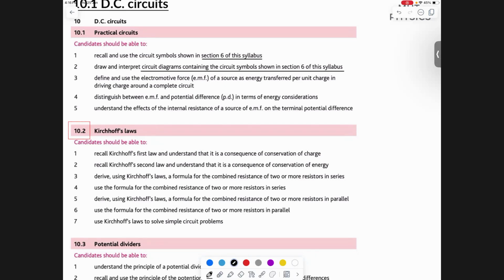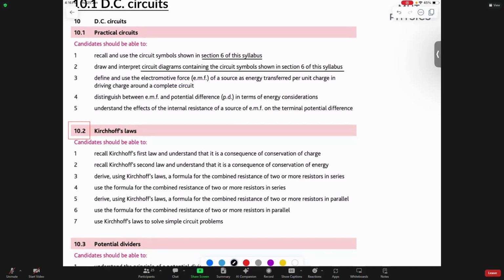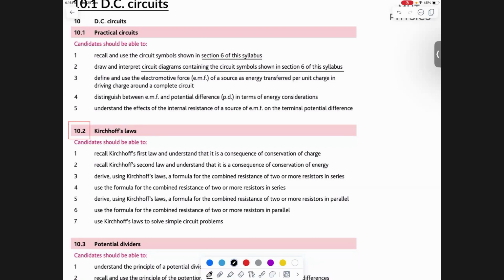Complete circuit. We have done this. Voltage. I told you EMF is the total energy needed to move the charge through the circuit, right? It goes from which form to which form, non-electrical to electrical, right? So this is the EMF.